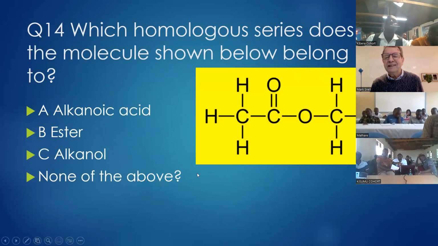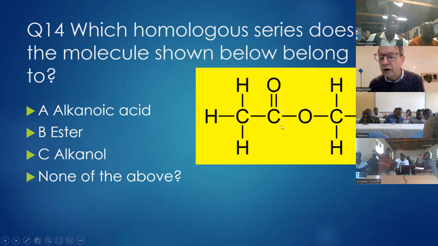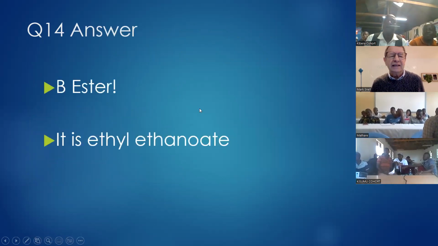What homologous series does that belong to? My students learn that COOC is a misspelling of cook. And they know that the pleasant smelling esters are used to flavor foods. So they know every time they say COOC, that's an ester.